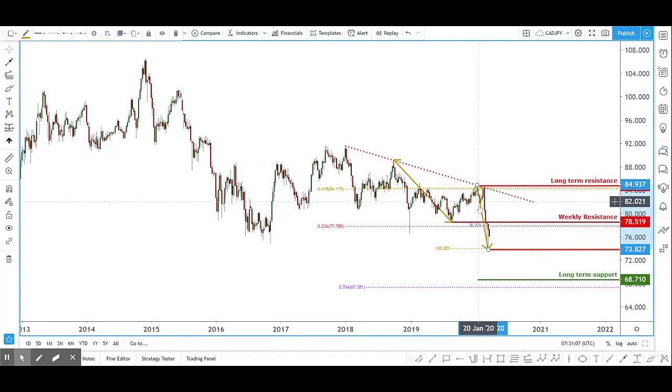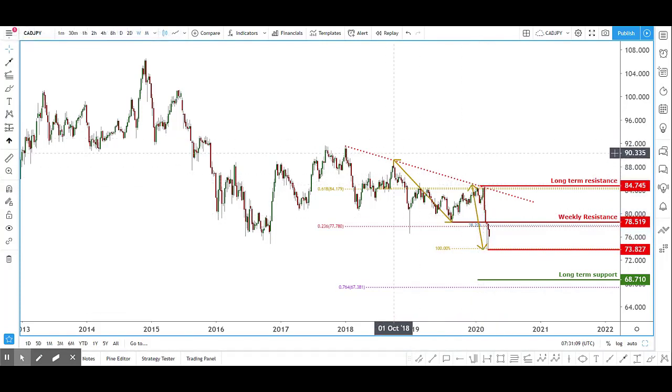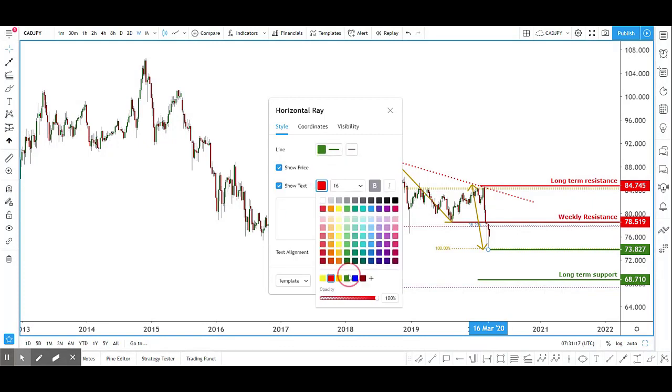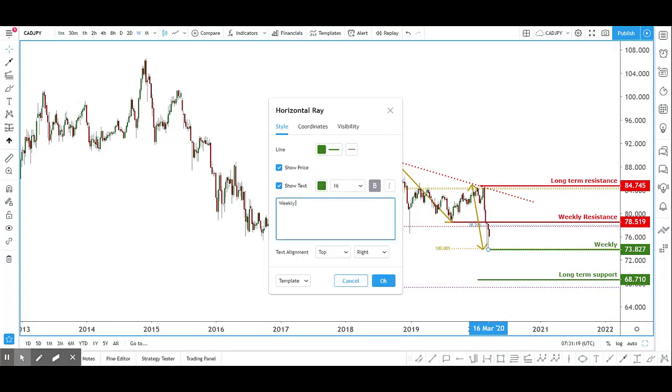Okay, so this is the extension that I took, right? This point to this point and back up here. So now we have our weekly resistance and our weekly support. Go down to the daily.